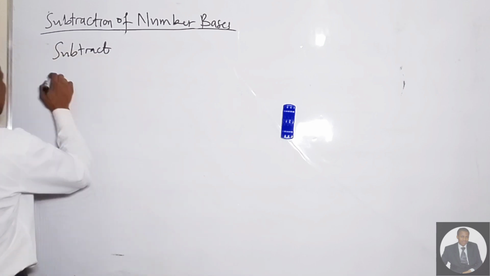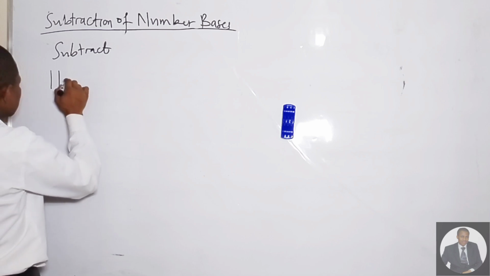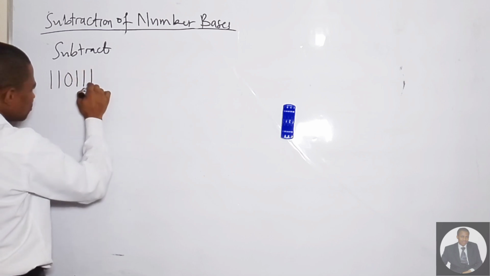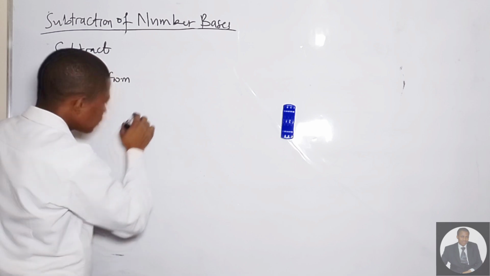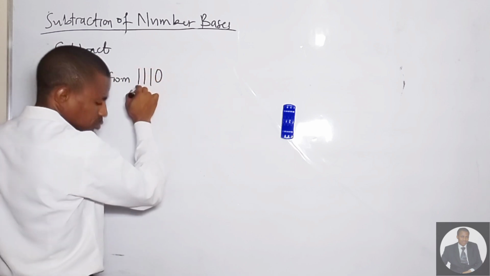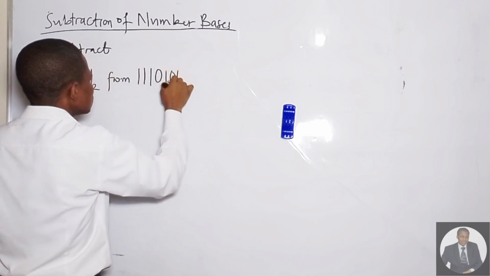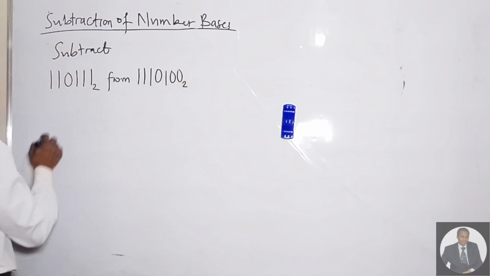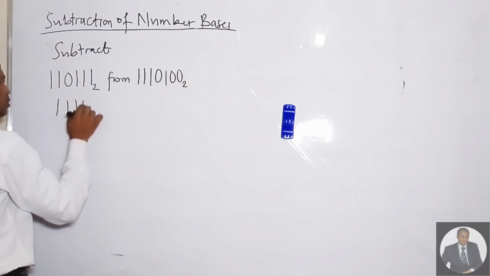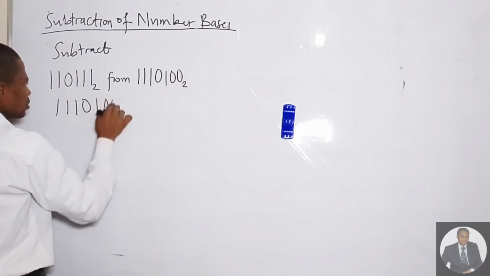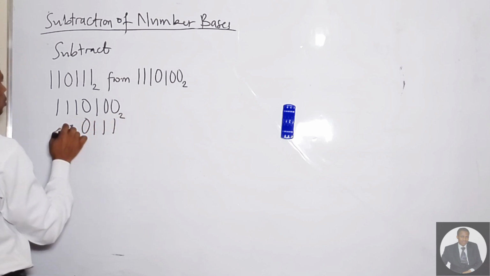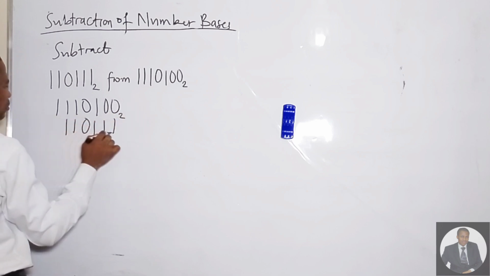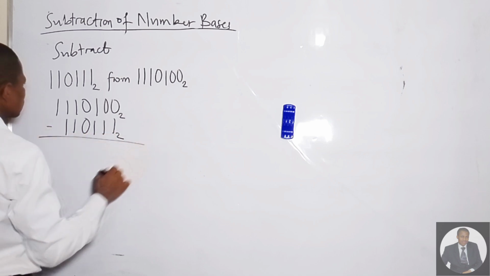Let's look at this again. Subtract 110111 base 2 from 1110100 base 2. So we write 1110100 base 2, 110111 base 2. Then we subtract.